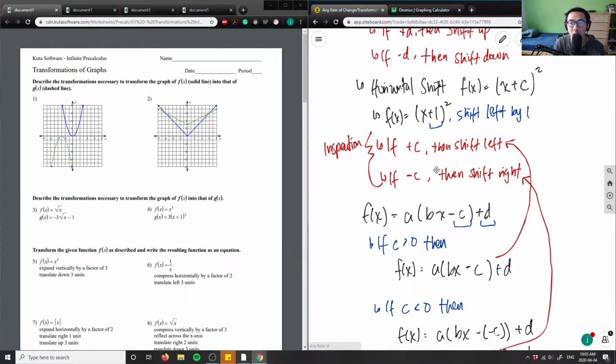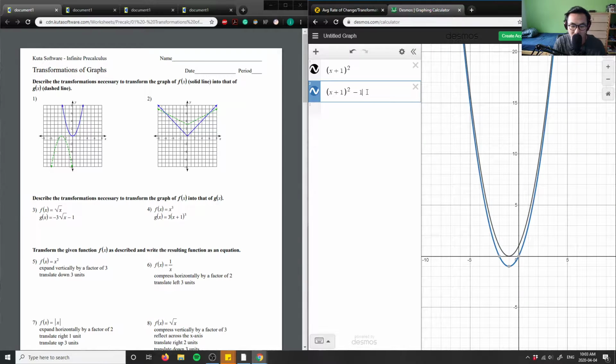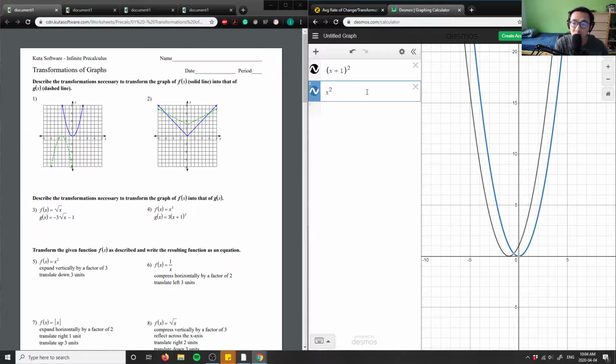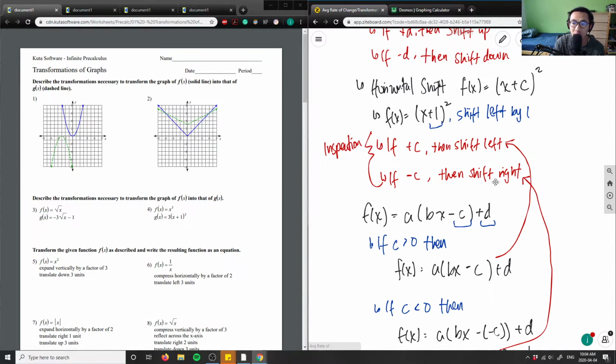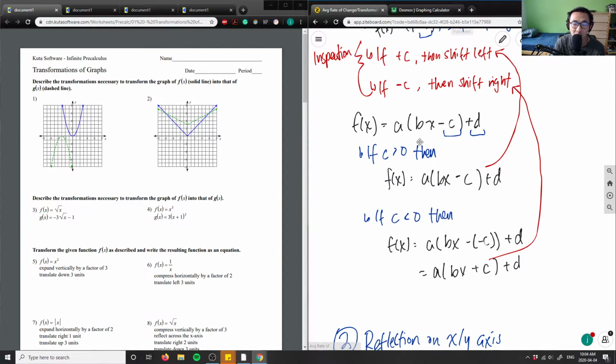If I have x plus 1 squared, what this does to my graph is it shifts left by 1. If my parent function is in the blue, and I have a plus 1 here, it's actually not going to shift right, but it's going to shift left by 1, because here we have x minus c. So negative c means left. And I proved that algebraically for you.